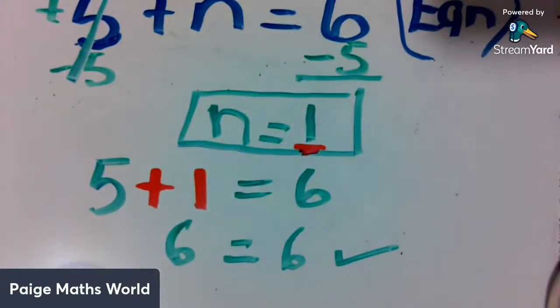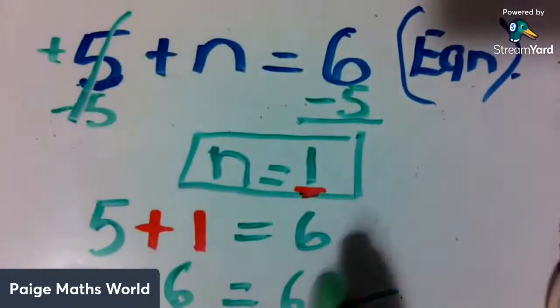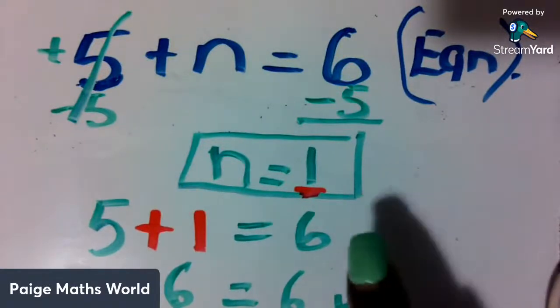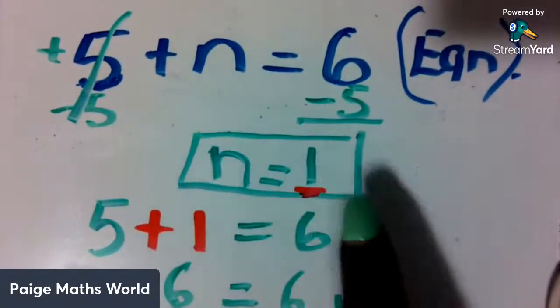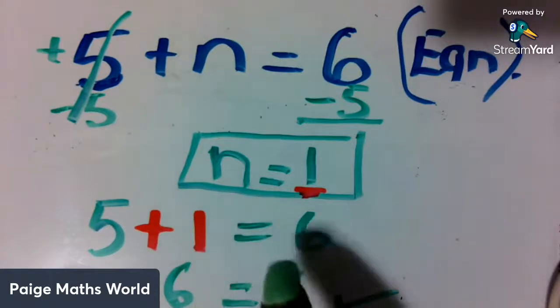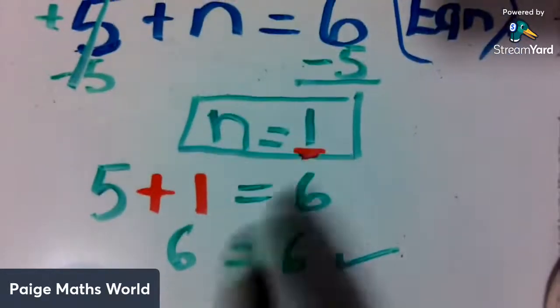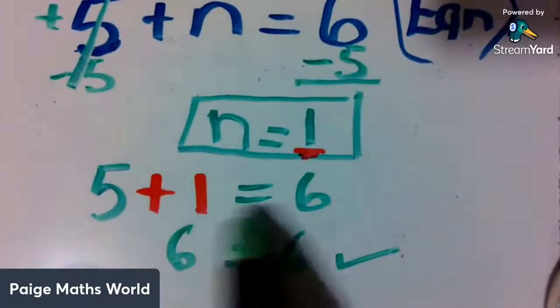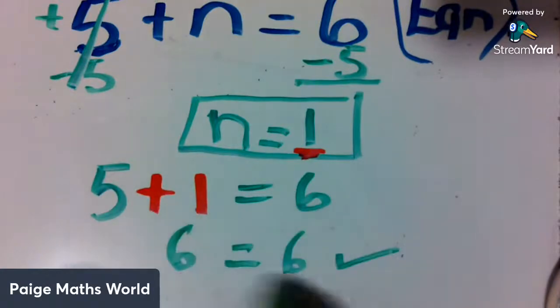This is a way that we can check our answer. When we get our answer for the particular variable, we can check to see if that variable does fit inside the equation to make it true. So in this case, 5 plus 1 is equal to 6, and 6 is equal to 6. So it's a true statement. That means n is actually equal to 1. Do you get it?